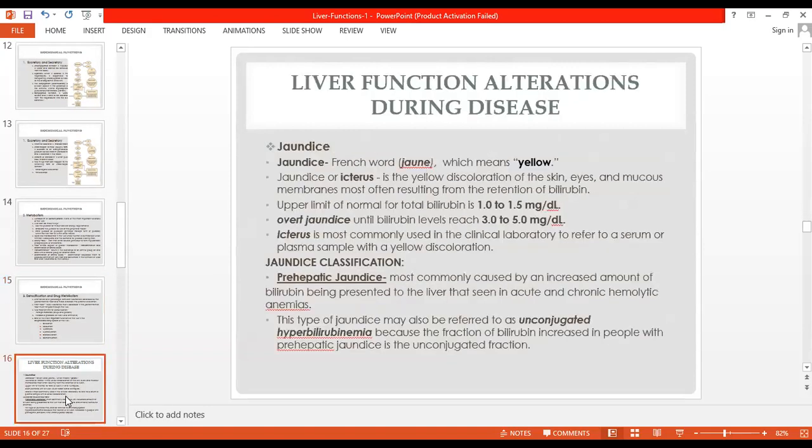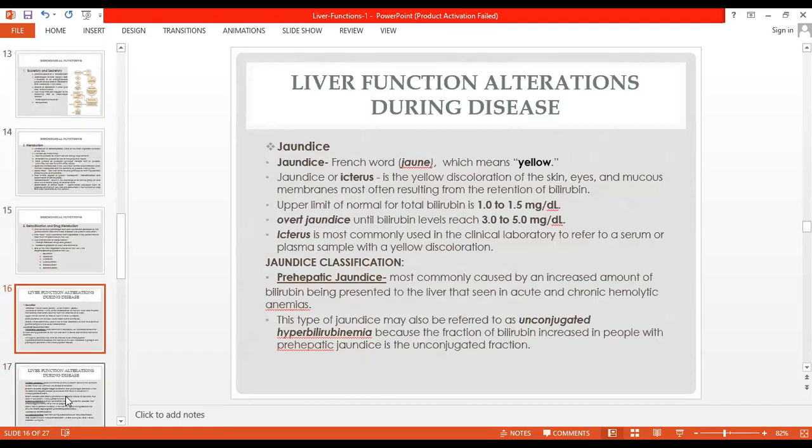We have here the first disease, which is called jaundice. Jaundice is a French word that comes from the French word jaune, which means yellow, and it is one of the oldest known pathologic conditions reported, having been described by Hippocratic physicians.